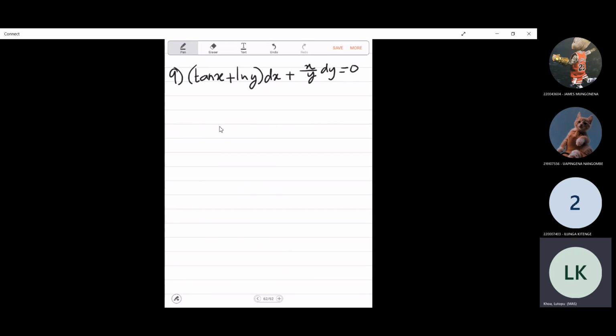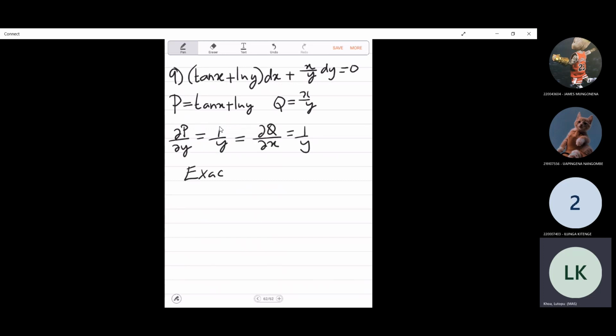Okay, so we need to check if this is exact. P is 10x plus ln of y, and Q is x over y. Differentiate P with respect to y, we get 1 over y. Differentiate Q with respect to x, we get 1 over y. So these two are equal. Therefore, our differential equation is exact.